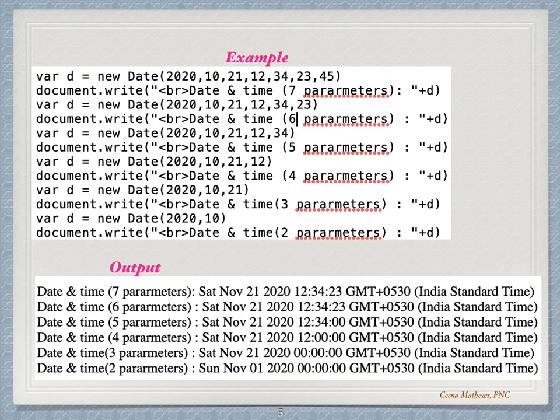In this example, I have used all the 7 parameters in the first one. In the second d, I have created the date using 6 parameters, and then 5 parameters, 4 parameters, 3 parameters and 2 parameters. You can see the output displayed for each set of parameters, and you can note the difference in the timing. With 3 parameters, no time details are provided, so it does not specify any time. All zeros are displayed for hours, minutes and seconds.